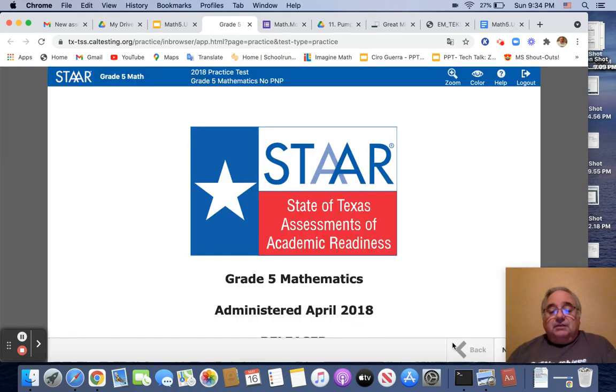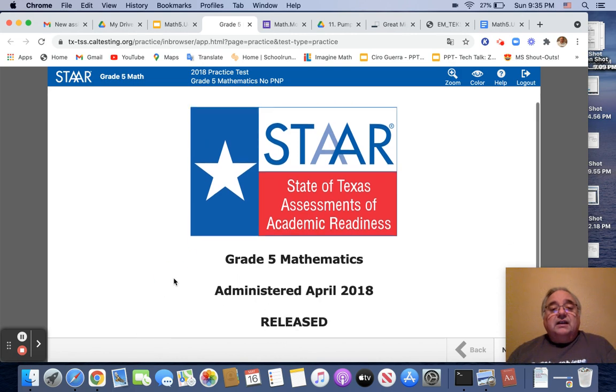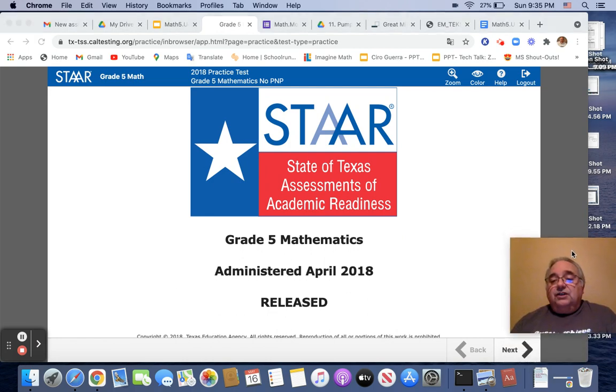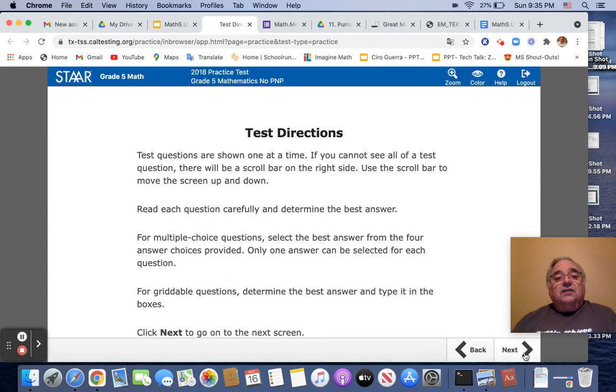You should have something that looks like this. It's going to say the STAR 5th grade mathematics administered, and down on the bottom you should see the next button, back and next. Once you get here, you click on the next.